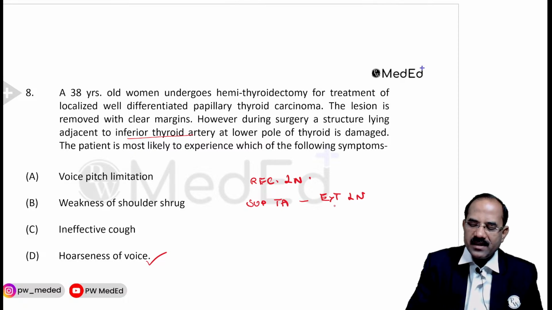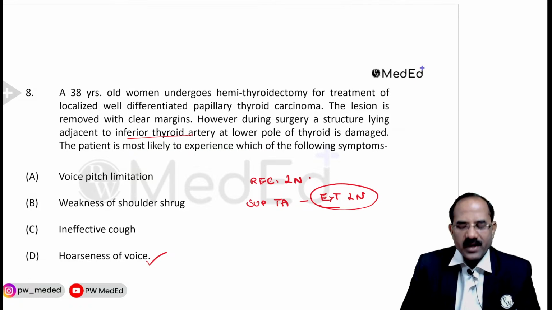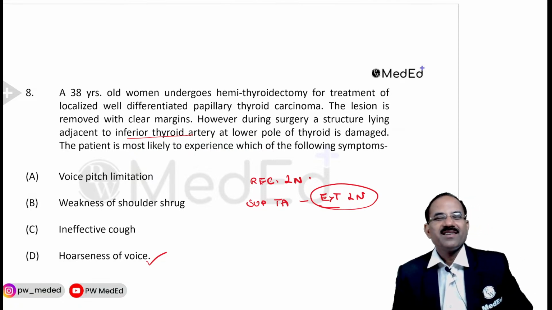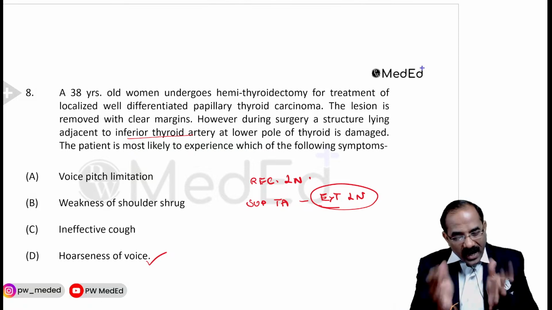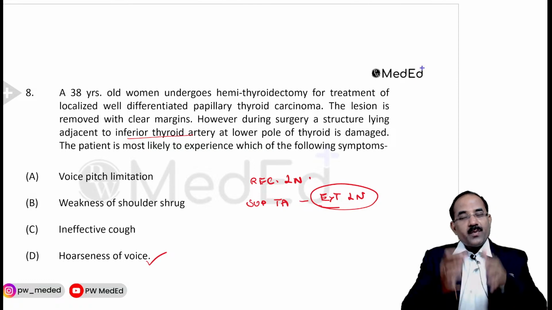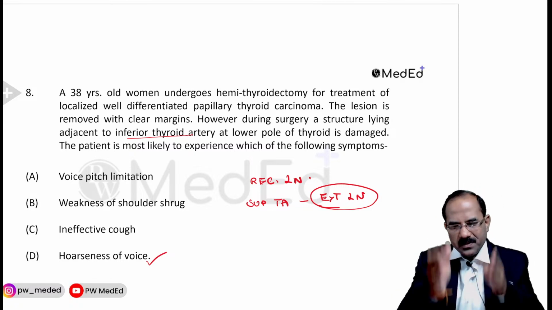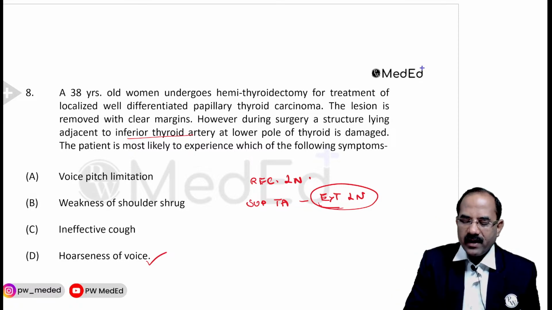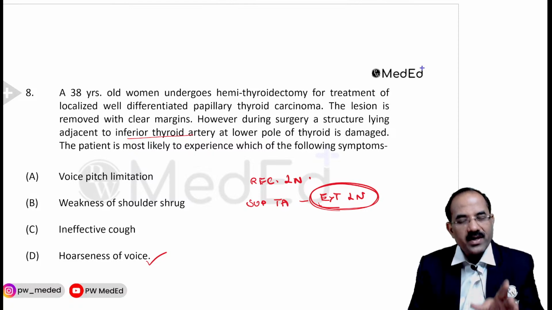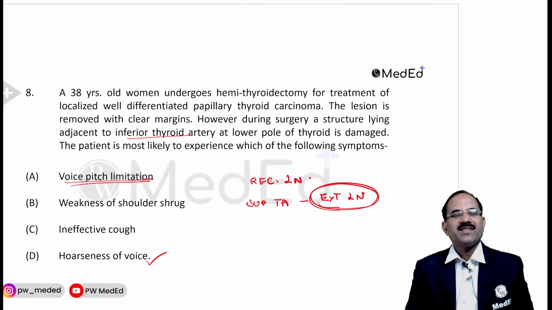If this external laryngeal nerve is injured, what will the person complain of? The external laryngeal nerve supplies which muscle? Cricothyroid. And what is the action of cricothyroid? It's a tensor of the vocal cords. When the vocal cords are tensed, you get a pitch to the voice, a high pitched voice. If the external laryngeal nerve is damaged, the tensor action is lost and the pitch of the voice is lost. Your answer is voice pitch limitation.